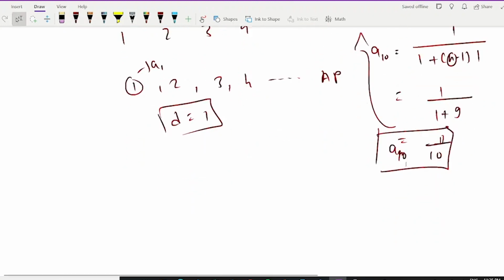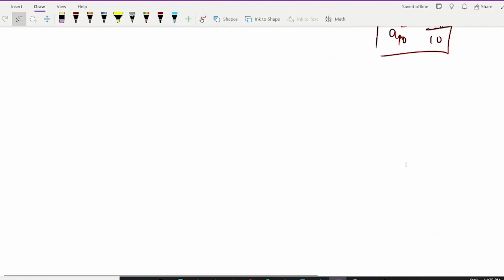Okay, so we really don't need to calculate the sum of the harmonic progression because it's tedious and I don't think that it will be useful. So we will just move forward and see what is an arithmetic mean.